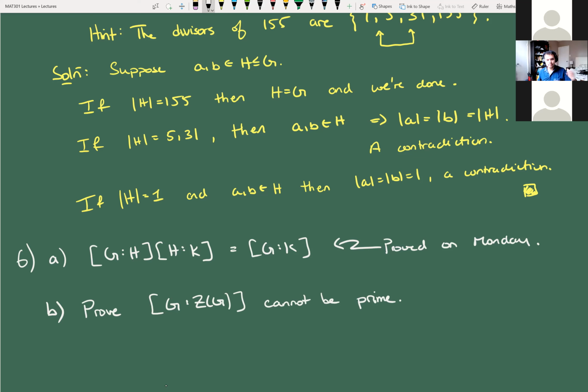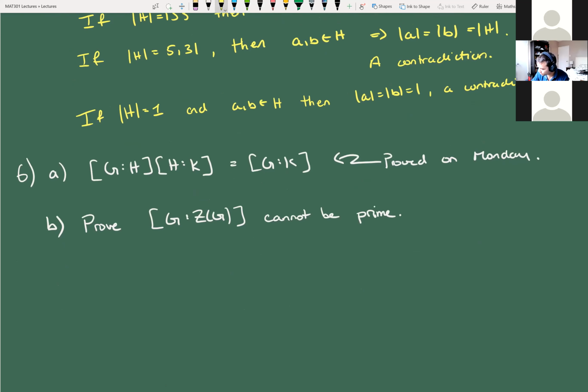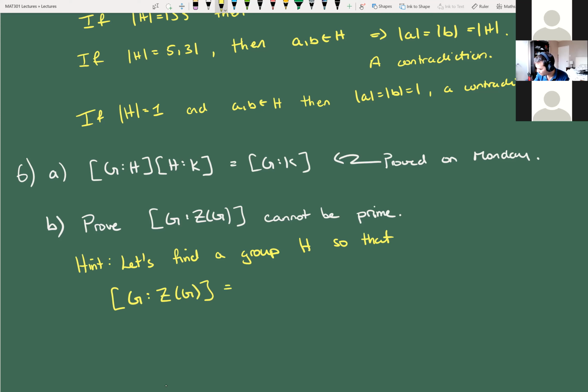And now here's our hint. Part A is our big hint. Basically, our hint is let's try and find another group. Find a group H so that I can write G over Z of G as being G over H times H over Z of G.